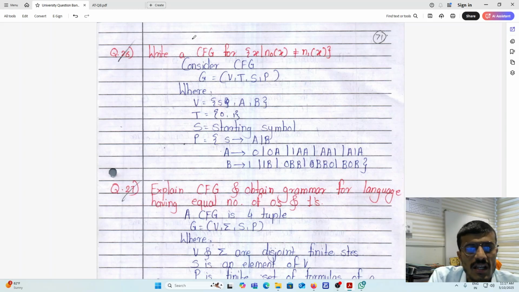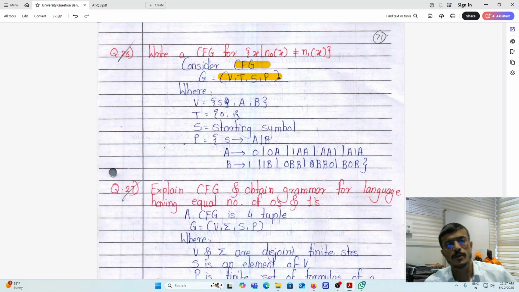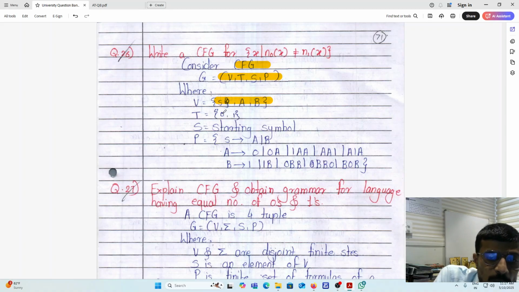Now see the next question: write a CFG for x where n0 of x is not equal to n1 of x. Okay, very simple. For the CFG, you have to write down the definition of CFG, that is V, T, S, P first of all. Then you take three non-terminal symbols, S, A, B. Again you take two terminal symbols, 0 and 1. S is the starting symbol, and we have taken some productions.